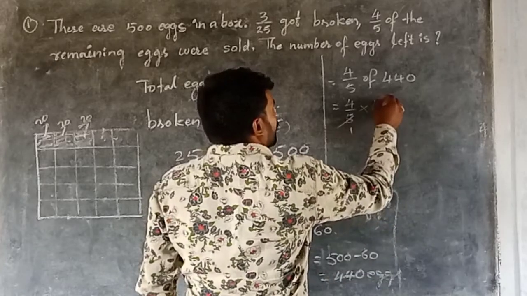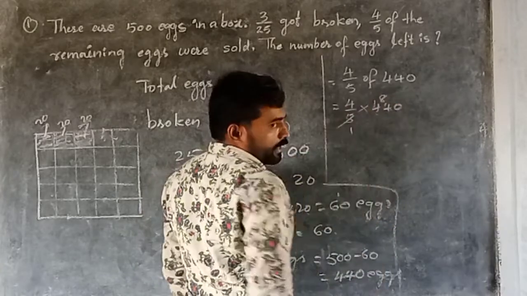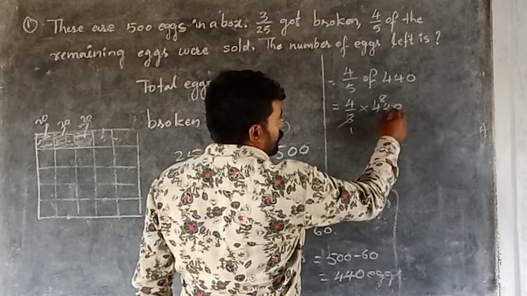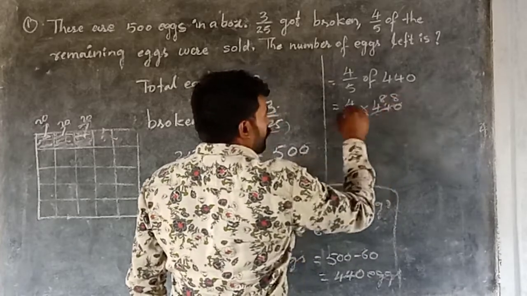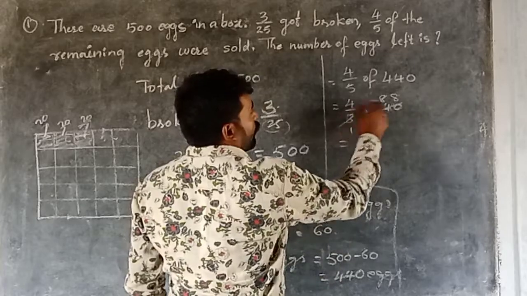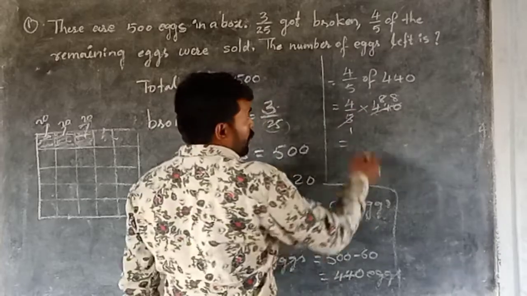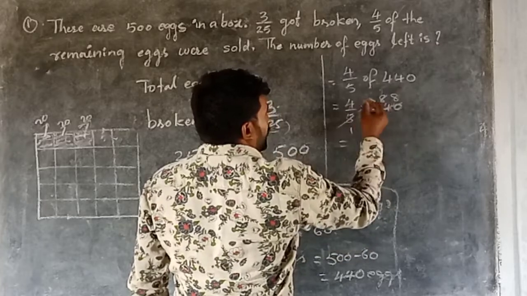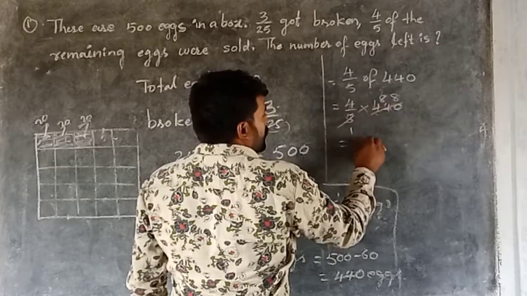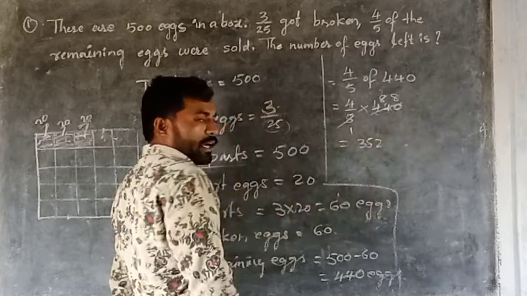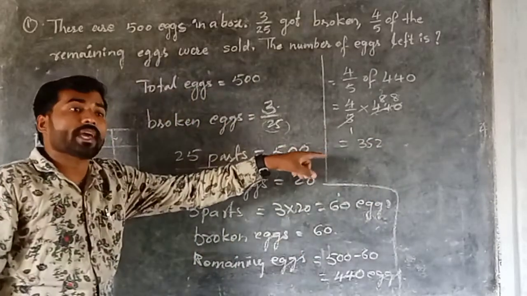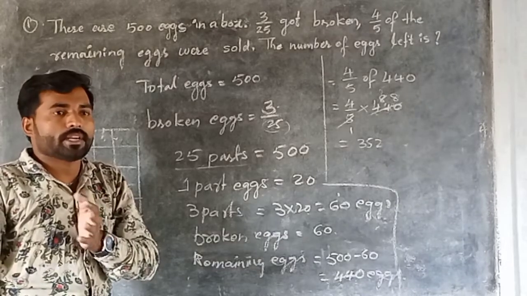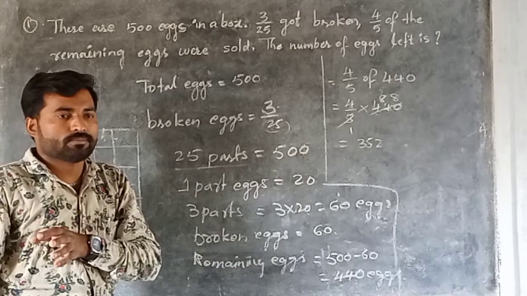440. Then 5 ones are 5. 44 is there. 5 8s are 40. 44 is there. 4 will be left. Then here also 40. Again 5 8s are 40. That means 4 into 88. How much? 4 8s are 32, 2, 3 carry. 32 plus 3 is 35. That means 352 x were sold.